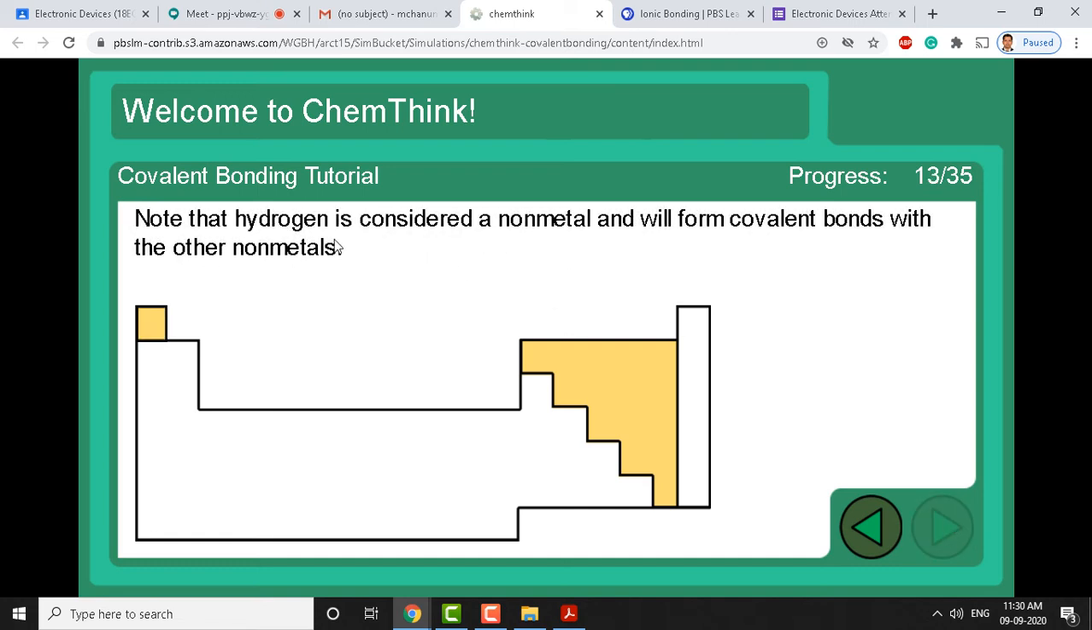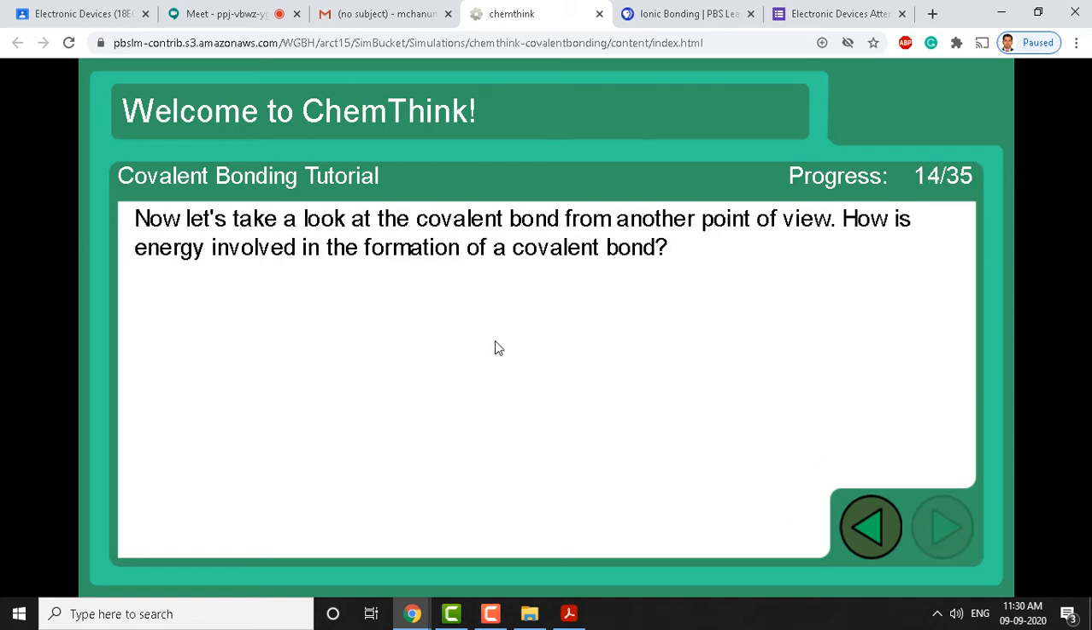Note that hydrogen is considered a non-metal and will form covalent bonds with other non-metals also. Even though it's located on the left side of the periodic table, hydrogen will form a covalent bond with other non-metals. Hydrogen and many other non-metals form covalent bonds.